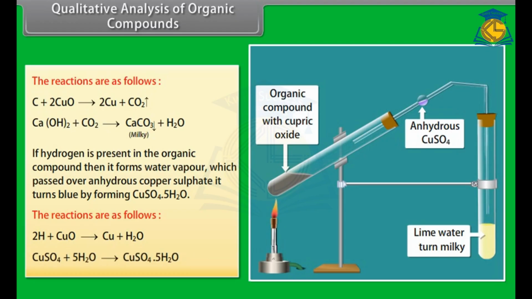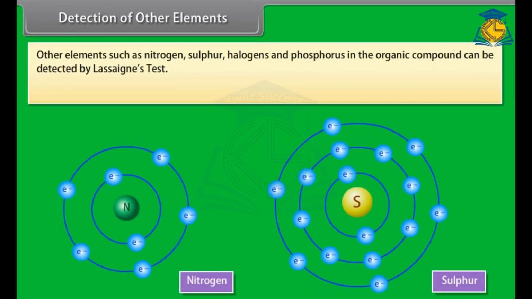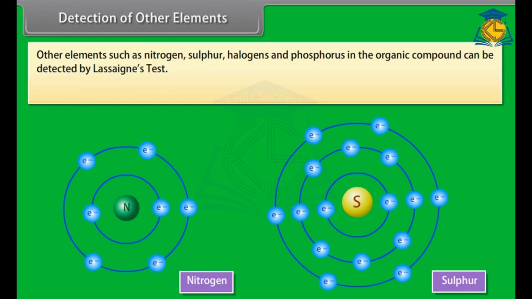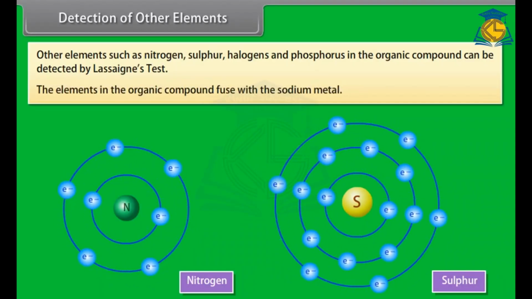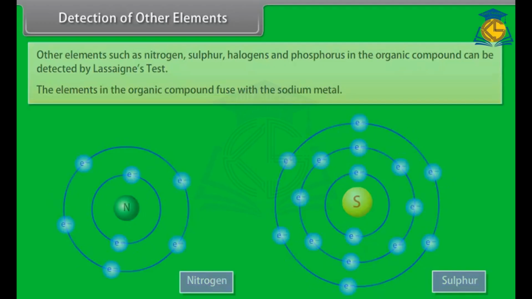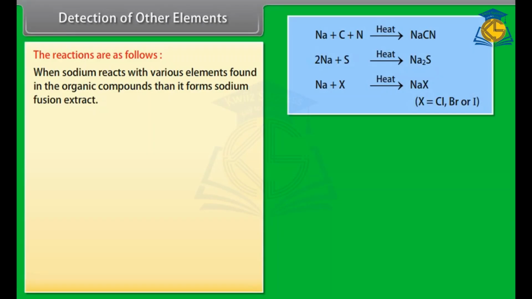The produced water reacts with anhydrous copper sulfate, which turns blue by forming CuSO4·5H2O. Detection of other elements. Other elements such as nitrogen, sulfur, halogens and phosphorus in the organic compound can be detected by Lassaigne's test. The elements in the organic compound fuse with the sodium metal. The reactions are as follows. When sodium reacts with various elements found in the organic compounds, it forms sodium fusion extract.